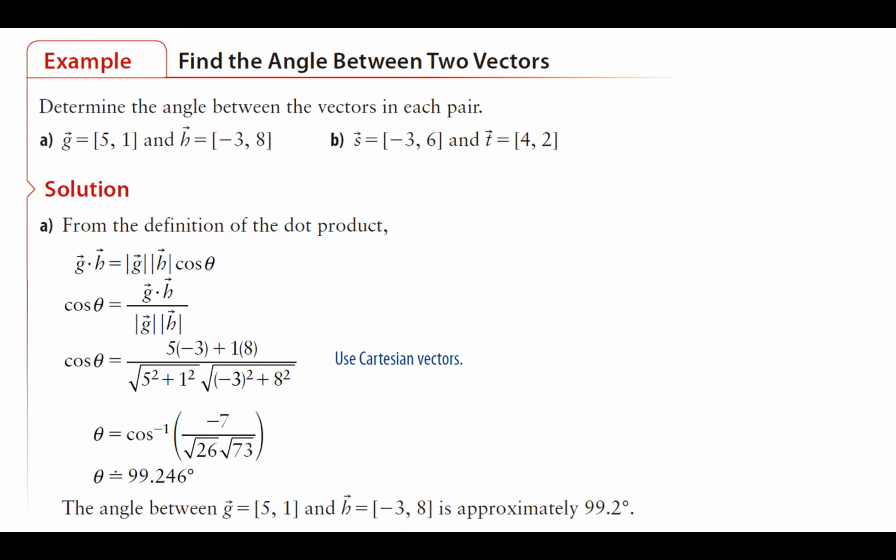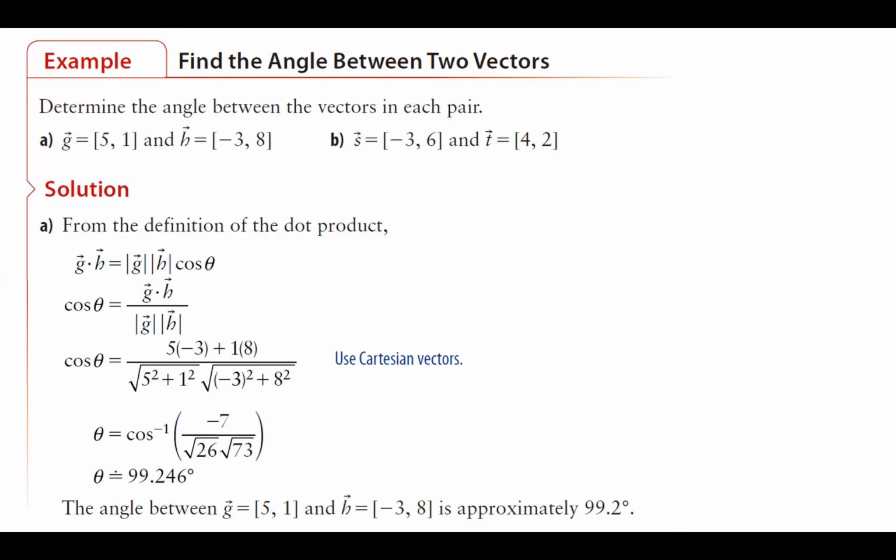First, the dot product between G and H is given by 5 times -3 plus 1 times 8. And then the magnitude of G is the square root of 5 squared plus 1 squared. The magnitude of H is the square root of -3 squared plus 8 squared. Then theta equals arc cosine of -7 over square root of 26 times square root of 73, which is approximately 99.246 degrees.